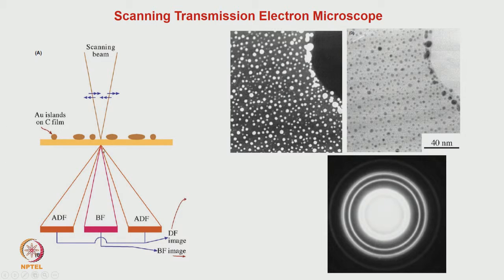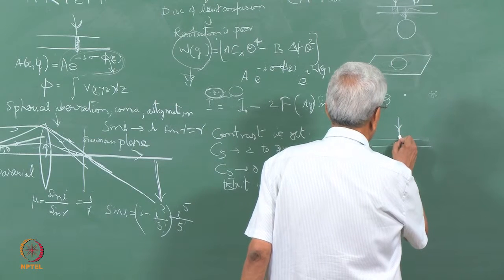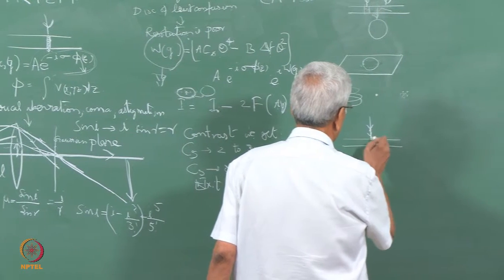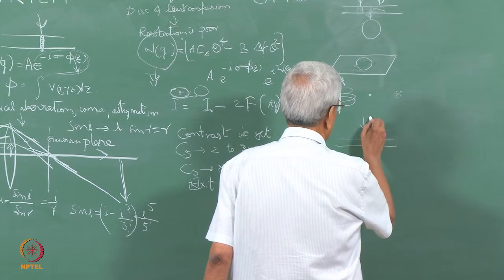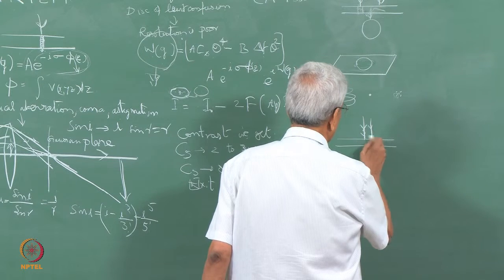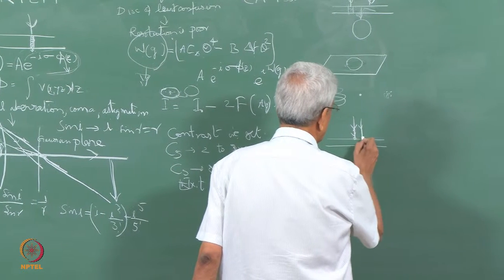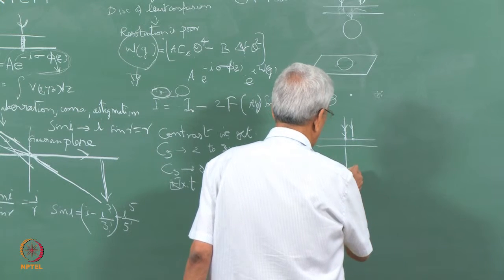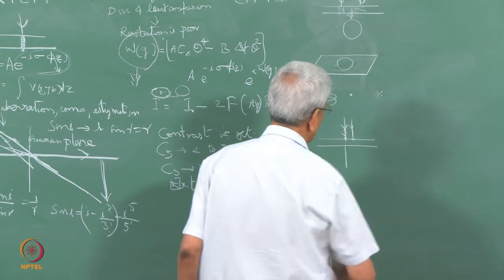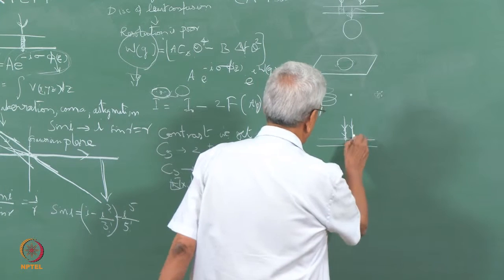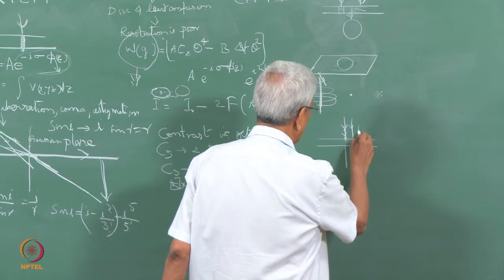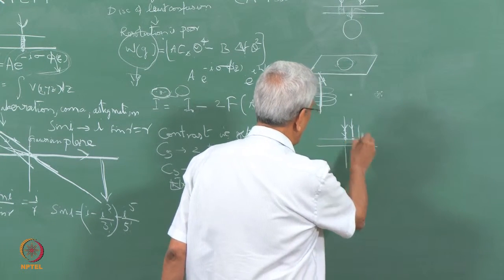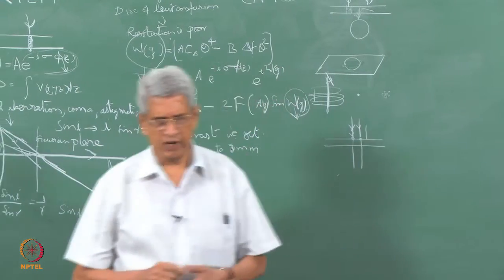Another important piece of information we can get from this microscope is that when the beam is falling on the sample and we make it move from one region to another, we are able to collect a diffraction pattern from each region. Like from every point where the beam is falling, we can collect an independent diffraction pattern.